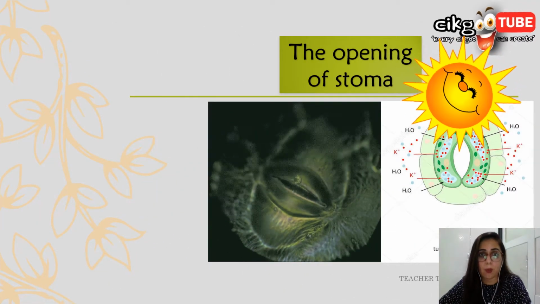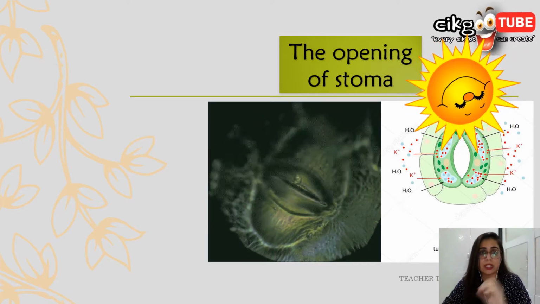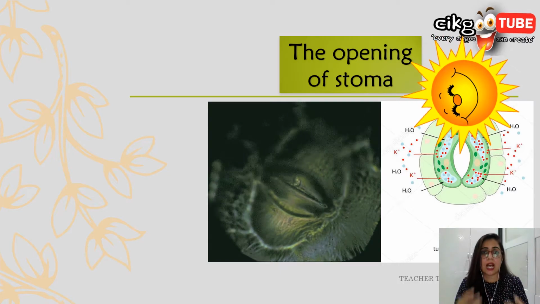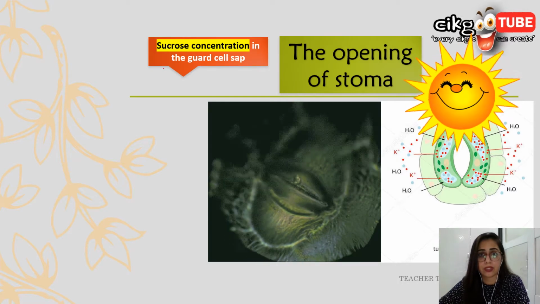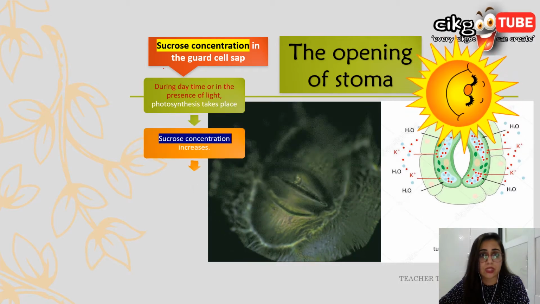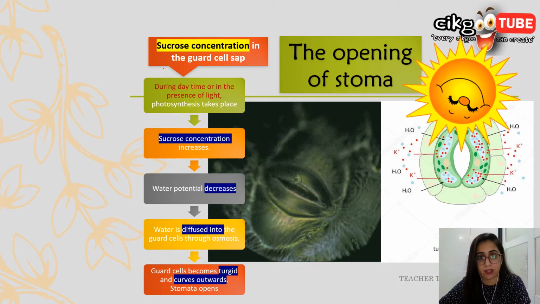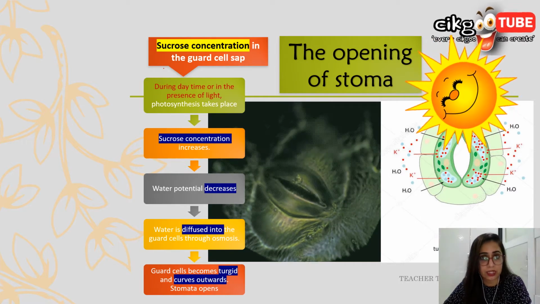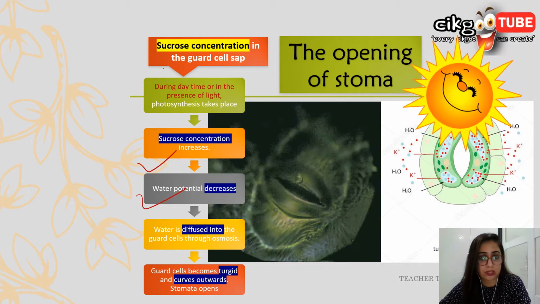Now let's look at the opening of stomata. The mechanism of stomata opening involves photosynthesis. When photosynthesis happens, there is a high concentration of sucrose in the guard cells. So during the day, in the presence of light, photosynthesis takes place in the guard cells. Sucrose is formed and the concentration of sucrose increases in the guard cells. When sucrose concentration increases, the water potential will decrease.